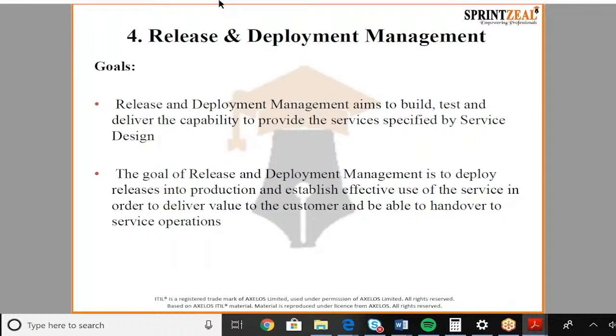The goal of release and deployment management is to deploy releases into production and establish effective use of service in order to deliver value to the customer and be able to hand over to service operations. It'll all make sense in a moment.